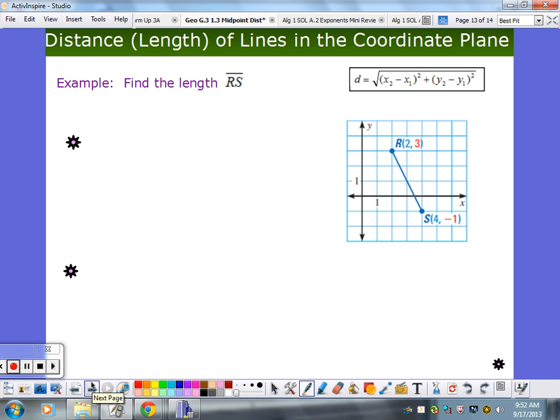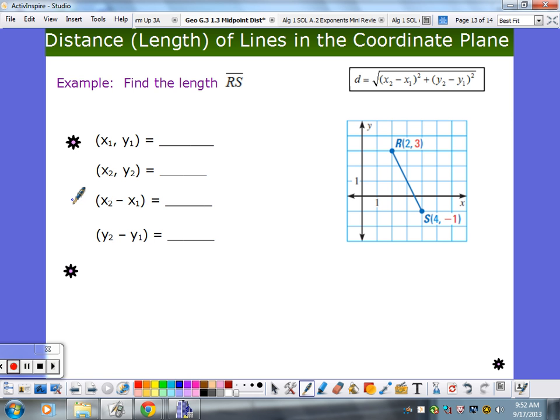Okay, so here I've got segment RS. R is 2 comma 3, S is 4 comma negative 1. So we can look at x1, y1. Let's make this one x1, y1. Let's make this one x2, y2. On the back here, hopefully you're following along. So what's x1, y1? I'm calling that one 2, 3. X2, y2 is 4, negative 1.